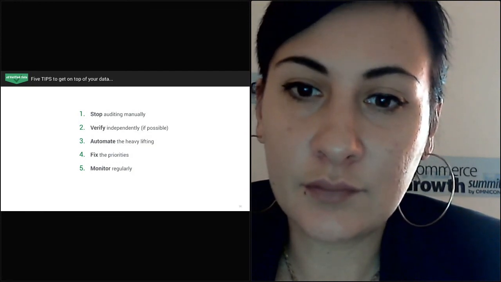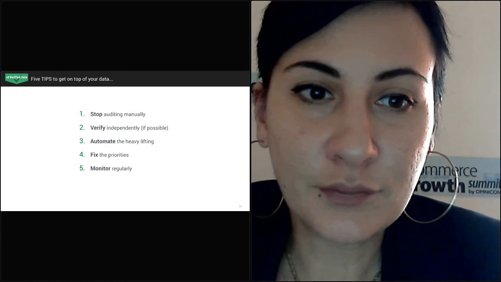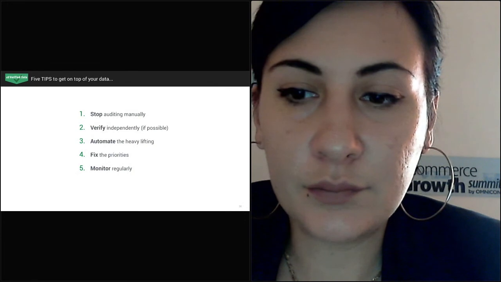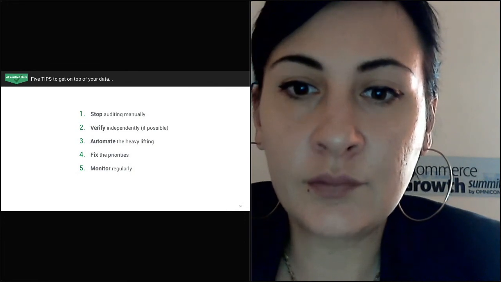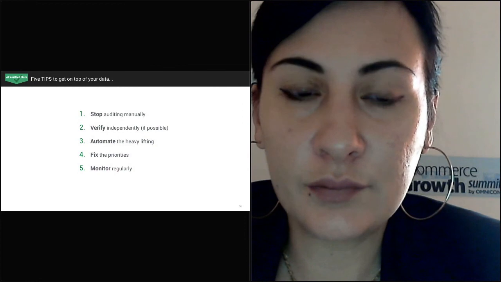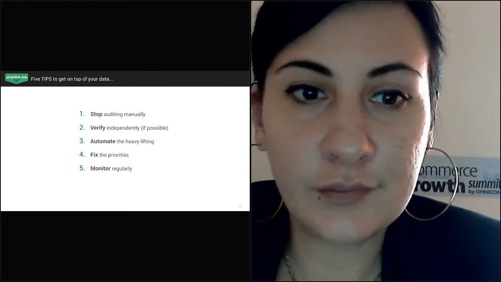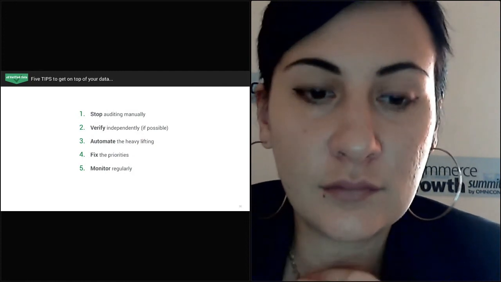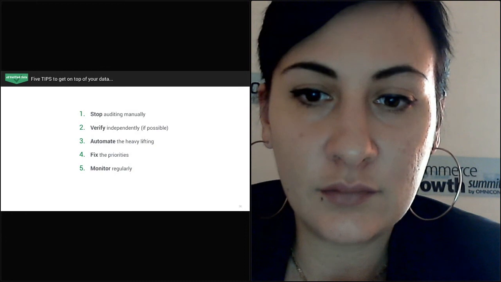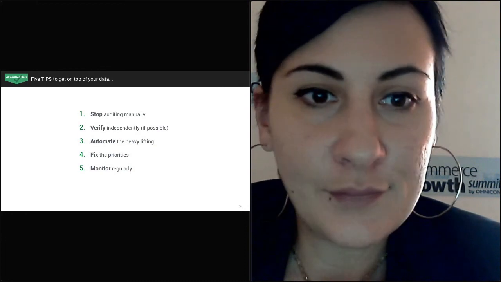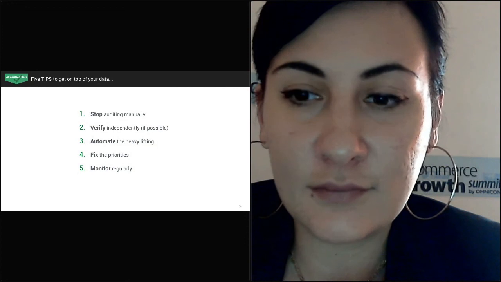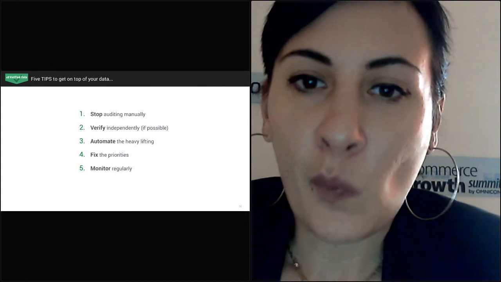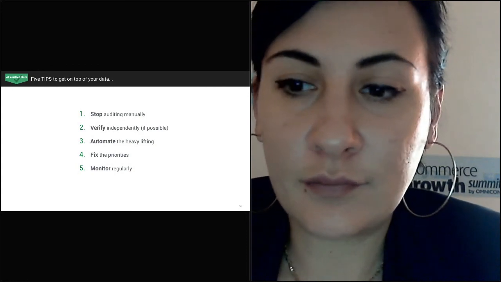Automate as much as you can. Automate the heavy lifting, so that hunting down and finding those needles is the difficult part, and spend your time on doing the fixes. Fix the priorities, fix the low-hanging fruit, and do this regularly as well, which is why automation is so important. Data quality is not a set and forget process. You really need to keep on top of it, because even if you had a perfect best practice setup, and even if you were able to verify you had no personal data coming in, very soon a simple little change can make it all go pear-shaped.